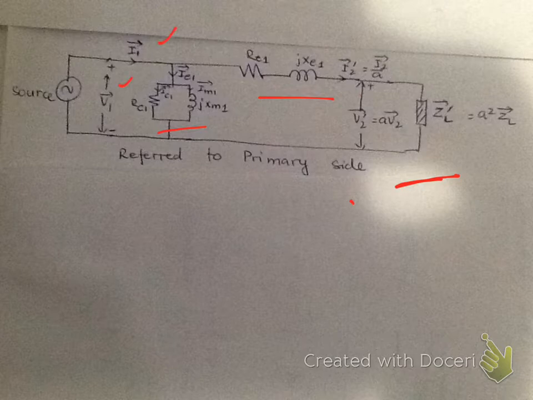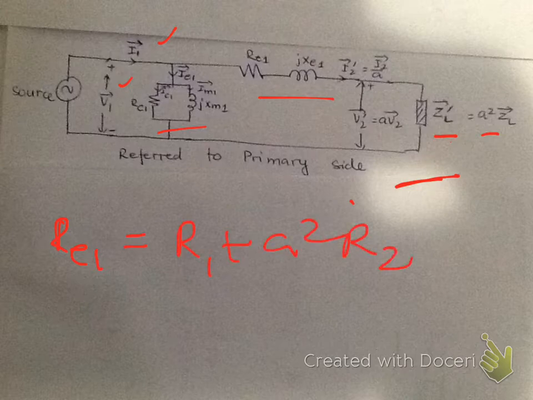So you have the primary side values as they are, and you have the secondary side values referred to the primary side. Even under this condition, your load is ZL prime, which is A squared times ZL. Your RE1 is going to be R1 plus A square R2. Similarly, your inductance is going to be your primary side inductance plus A square times your secondary side inductance, because you need this complete circuit for efficiency calculations, where you need to know both the core losses represented by this RC and the copper losses, which are represented by RE1 and RE2.